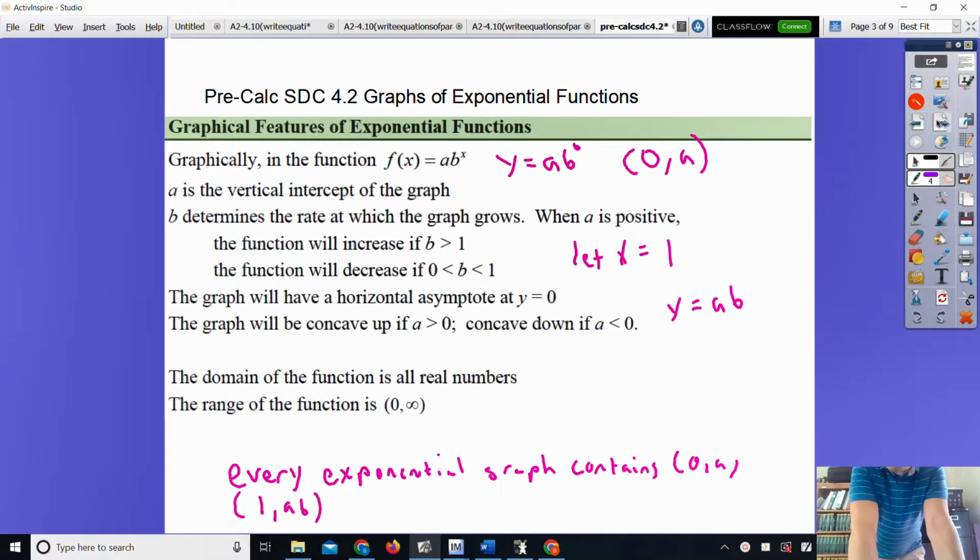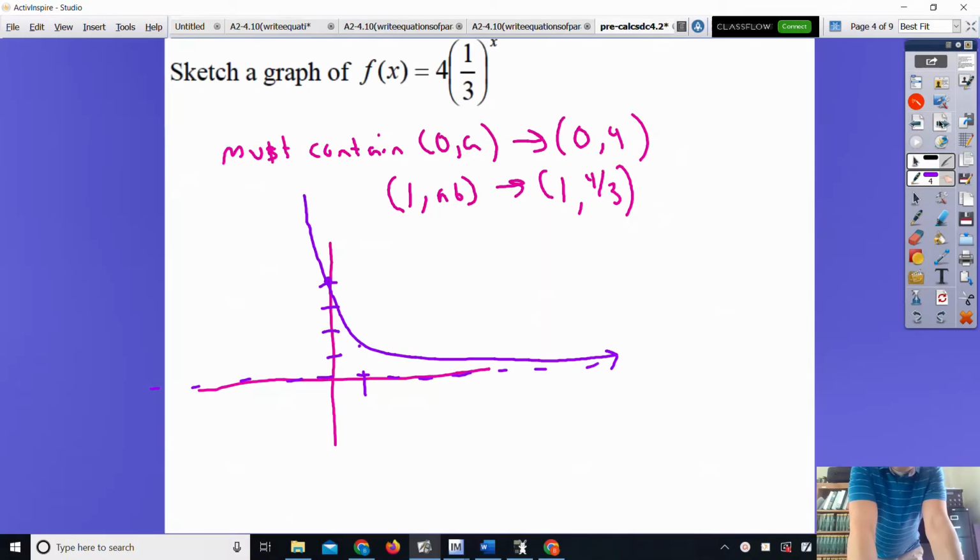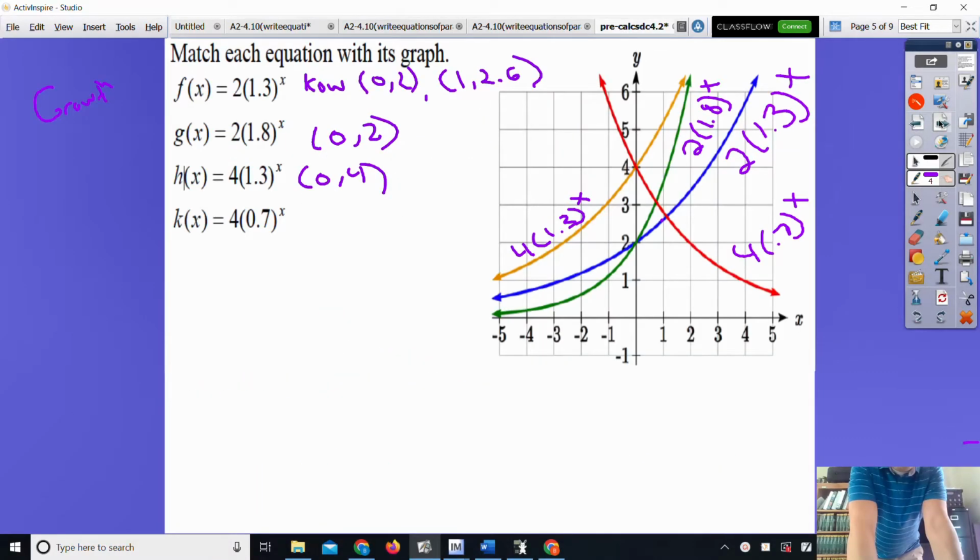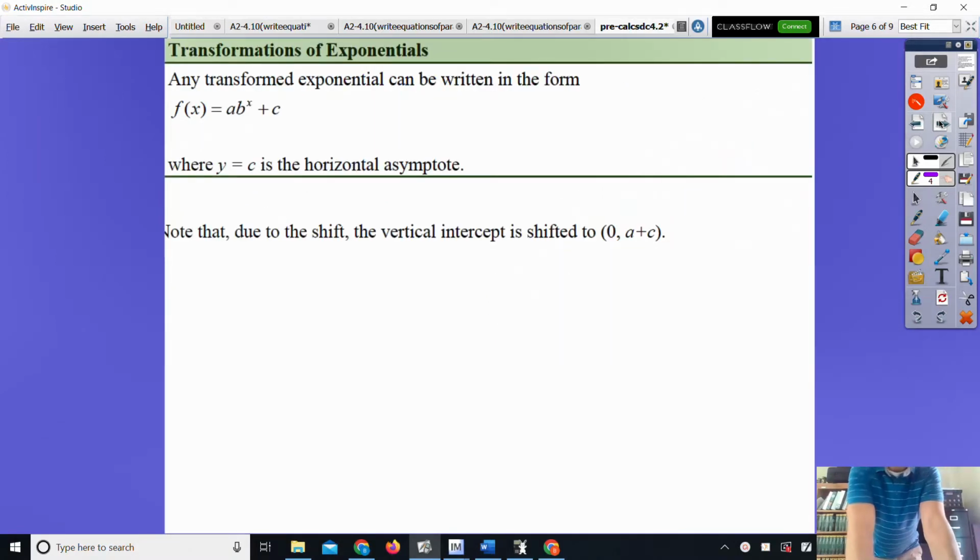Zach, I forgot about you for the first 5 minutes of notes, so there's page 1. You can hit the pause button. Page 2. Page 3. Page 4.